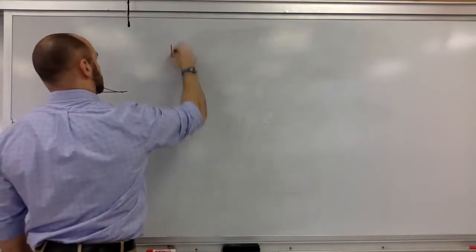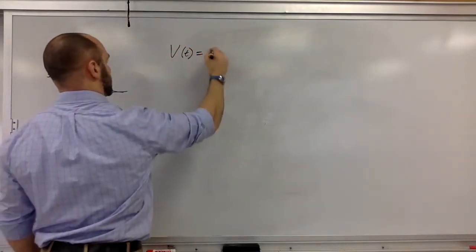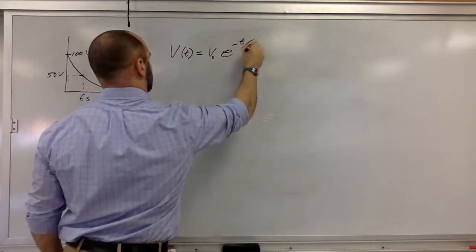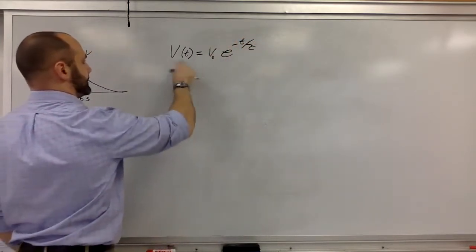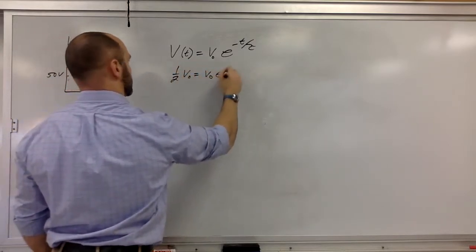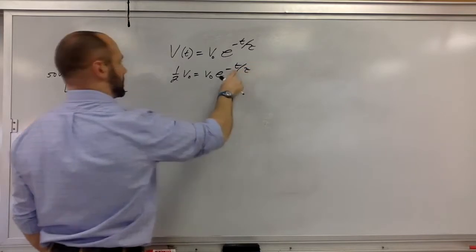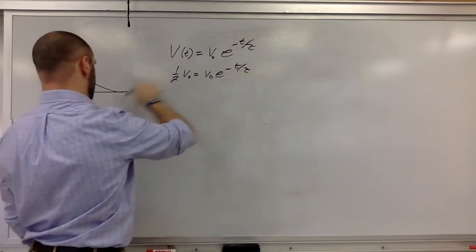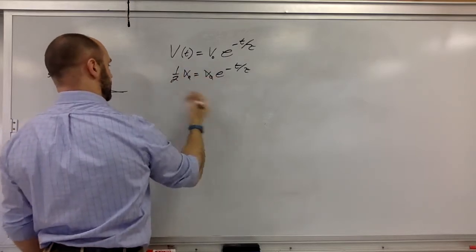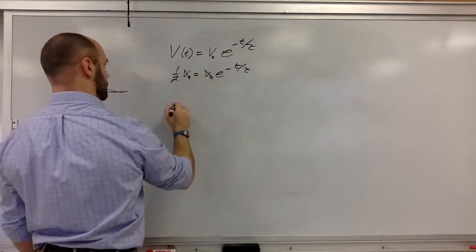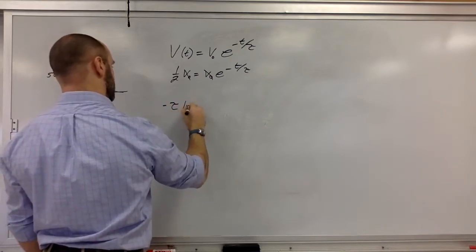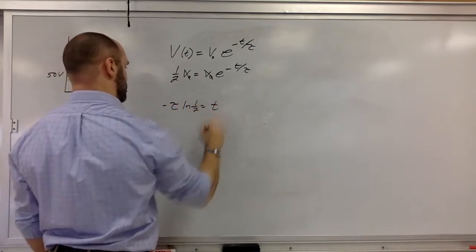And so here's our voltage as a function of time: V naught e to the negative t over tau. Right. And so this is 1/2 V naught e to the negative t over tau, because I know the time is 6 seconds, and this is 50%. So this cancels out, and now I end up with the same kind of thing I had before, right? Negative tau times natural log of 1/2 equals t.